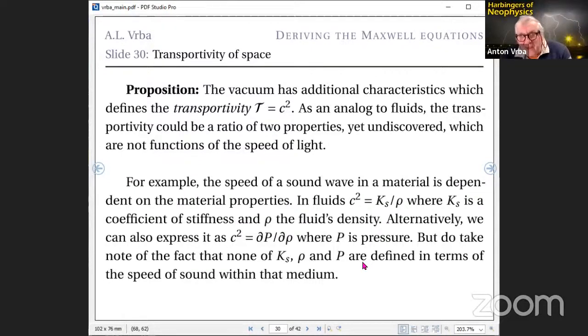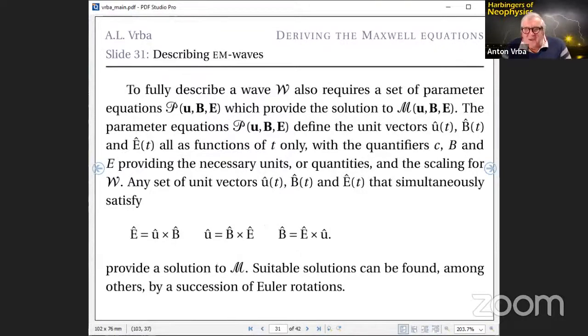Therefore, I think there is something else in the vacuum other than epsilon zero and mu zero that defines the speed of light. That is all I can say at this stage, and I wouldn't even try to define it. It is just an open question or proposition that I've put in there, as I said, yet undiscovered, which are not functions of the speed of light, describing electromagnetic waves.